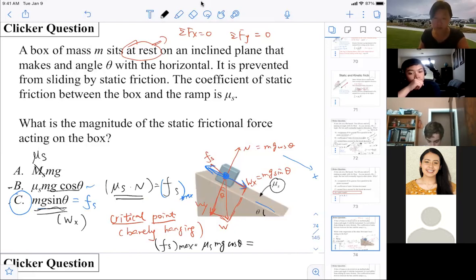But that only applies when we are having this critical point, okay? When it's barely hanging on. But any time that is not like that, you do not have that same condition. So gotta be very careful what condition we're talking about here. So the answer to this question is C, because all this question says is the box is at rest, and we know it has to balance out the mg sine theta.